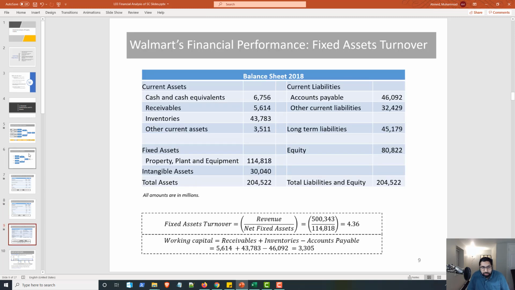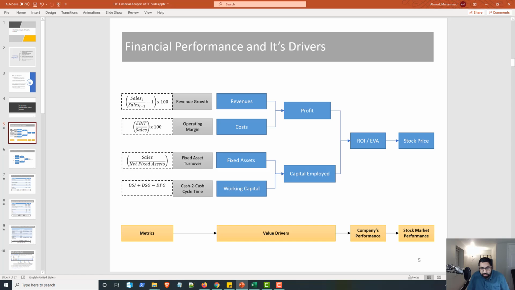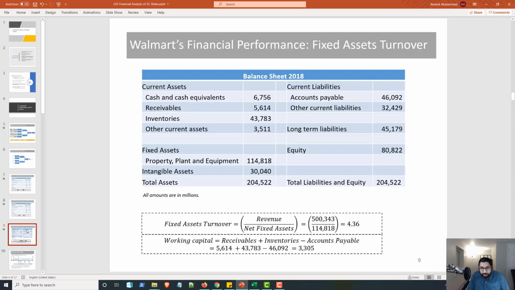Now let's look at the third driver, which is fixed assets. We're going to calculate the fixed asset turnover, which is how many dollars of sales we can generate per dollar in fixed assets. You'll see that the fixed assets are on the left side, the asset side of the balance sheet. So if you open the balance sheet, you'll have all these assets listed here. You go to fixed assets. Sometimes it will list just a number in front of fixed assets. Sometimes it will have a subheading on property, plant, and equipment, and in this case it's 114,818.